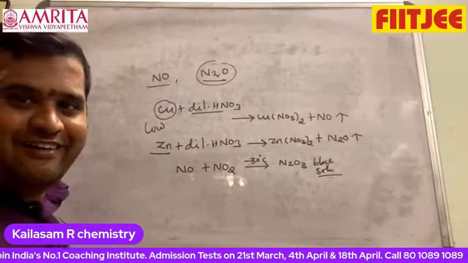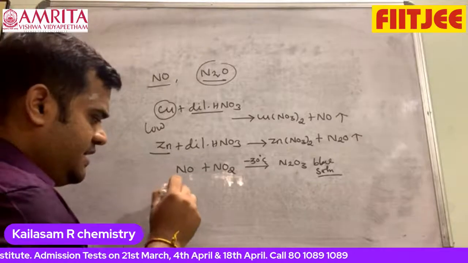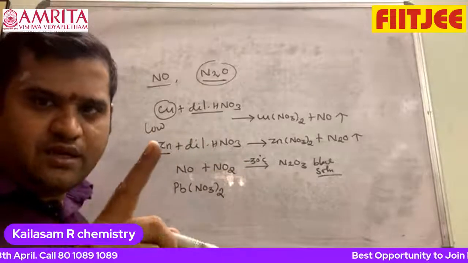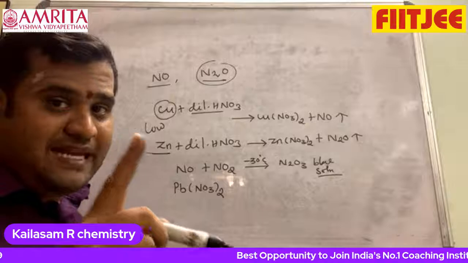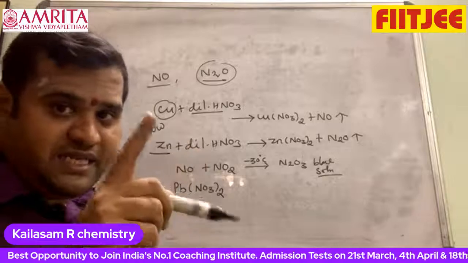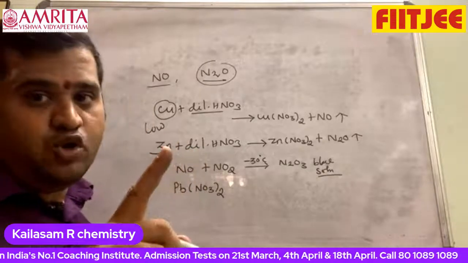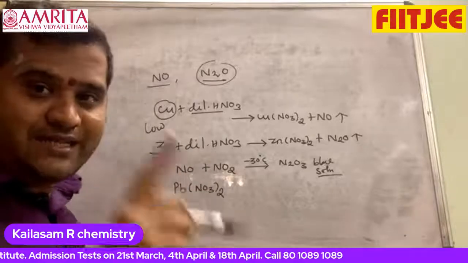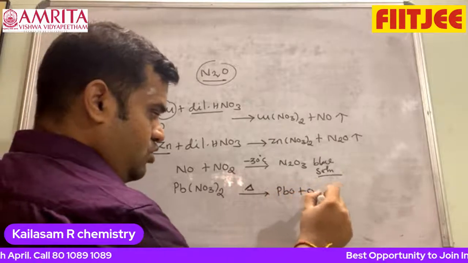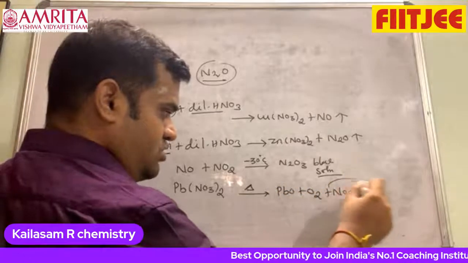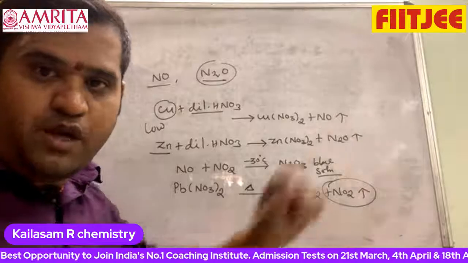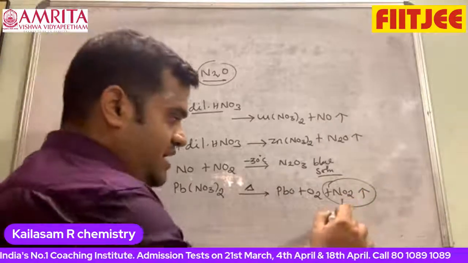How to prepare NO2? Very simple. Take Pb(NO3)2, any metal nitrate except alkali metal nitrates. Lithium nitrate is included, because sodium nitrate, potassium nitrate, rubidium nitrate, cesium nitrate never liberate NO2 gas. The rest of the metal nitrates liberate NO2 gas on heating. I'm going to heat this and I'm going to get PbO plus O2 plus NO2 gas liberated. NO2 is a brown gas, and it is a paramagnetic substance. It's a monomer. NO2 is the monomer; the dimer is N2O4.